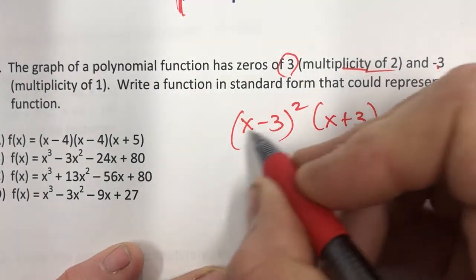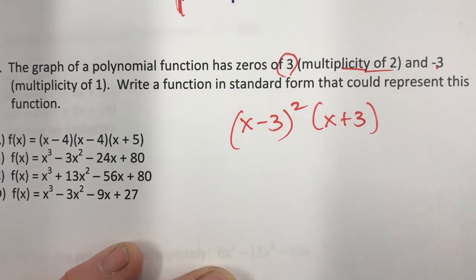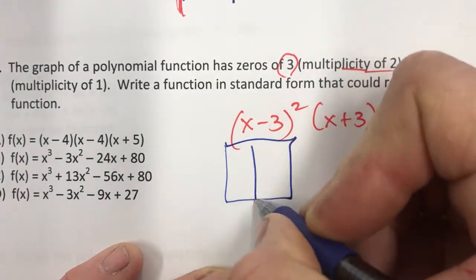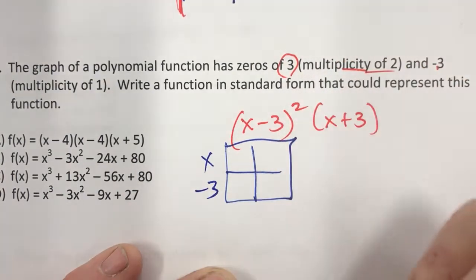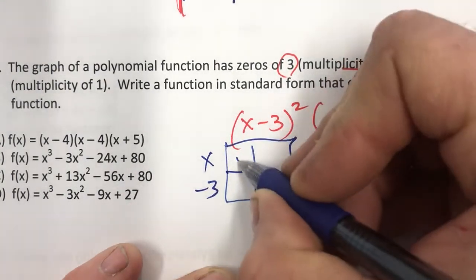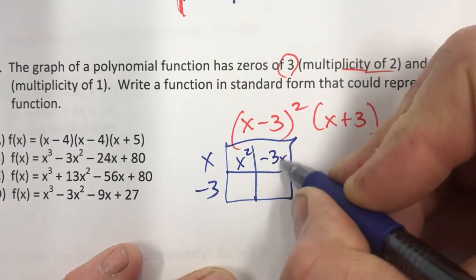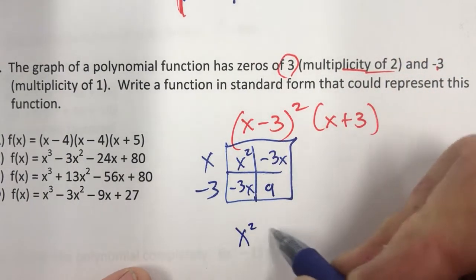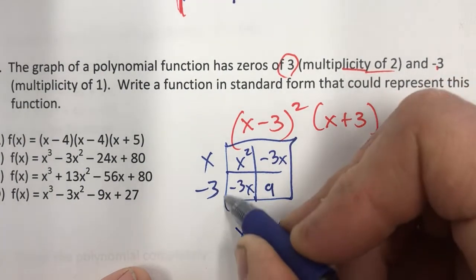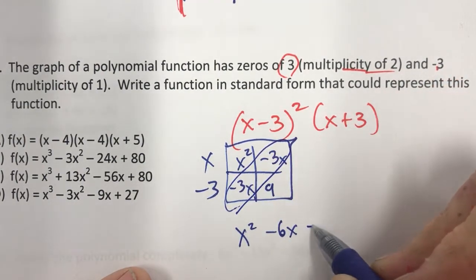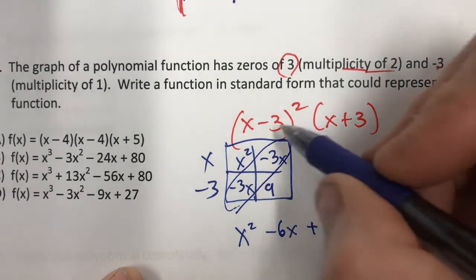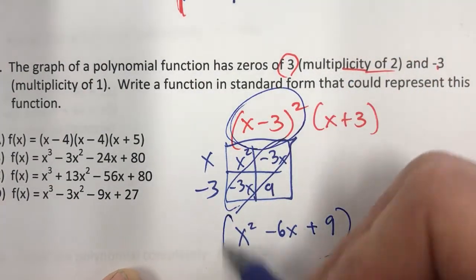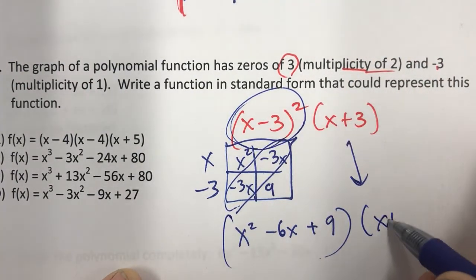All right, so if I do x minus 3 squared, well, let me just put x minus 3 over here, and I'll just multiply it up. So this is x squared, this is negative 3x, and then 9. So that's x squared minus 6x. These go together, which gives me 6x, and plus 9. So there's what I get for this. Now, I still need to multiply that to this one.